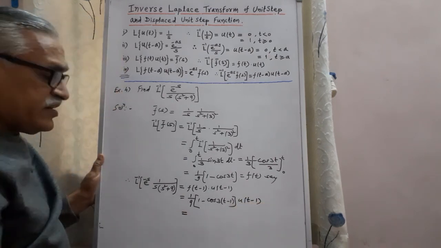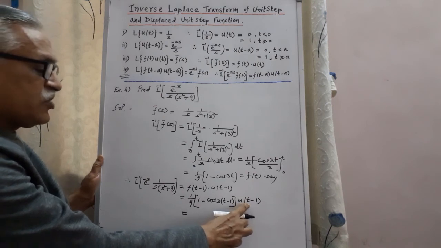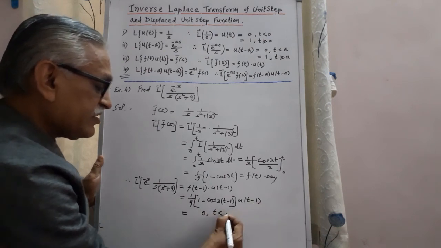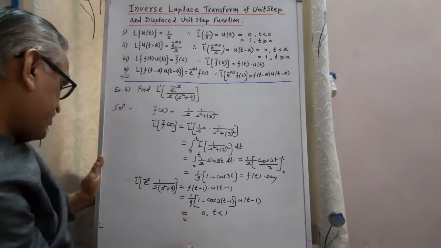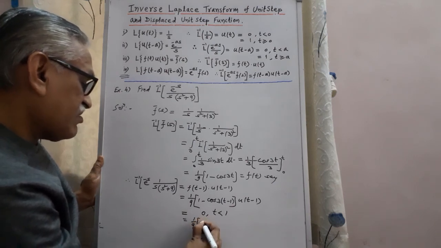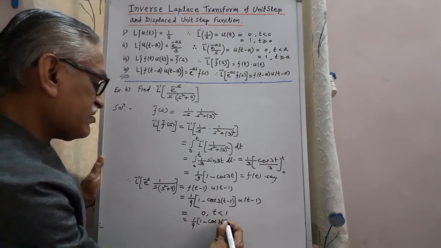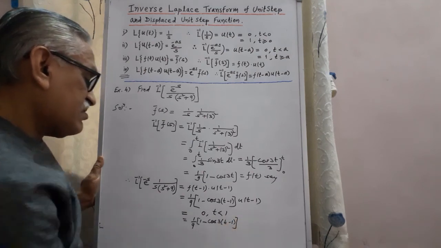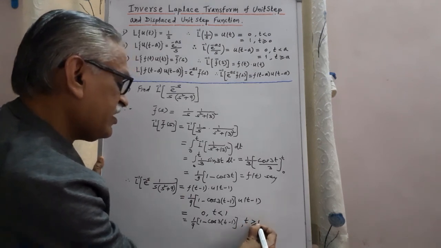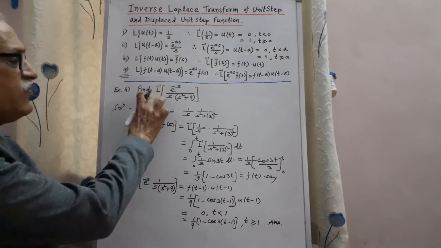And then try to get its value by substituting the value of this displaced unit step function, 0 and 1. When this term is 0, this complete becomes 0 for the condition t less than a, a is here 1. And it is equals to 1 into this we get 1 by 9, 1 minus cos of 3 times (t minus 1) for the condition t greater than or equals to a, is 1. And this is the required answer or the required inverse Laplace.